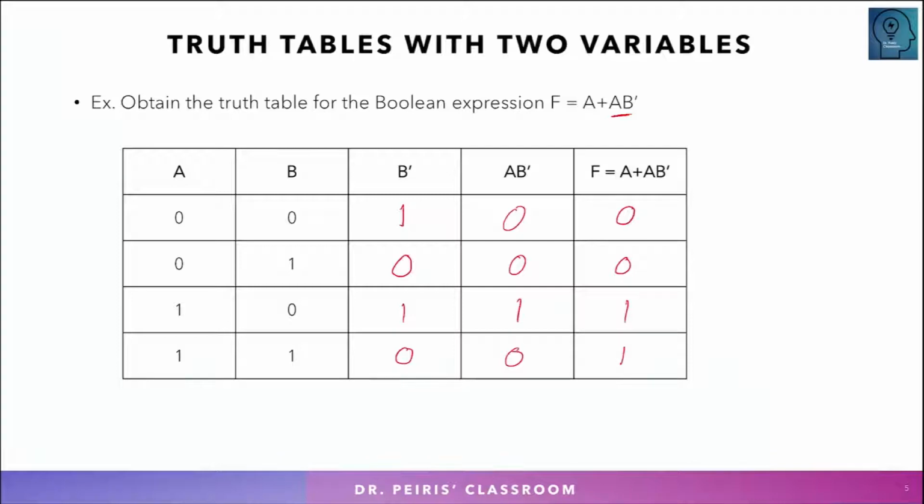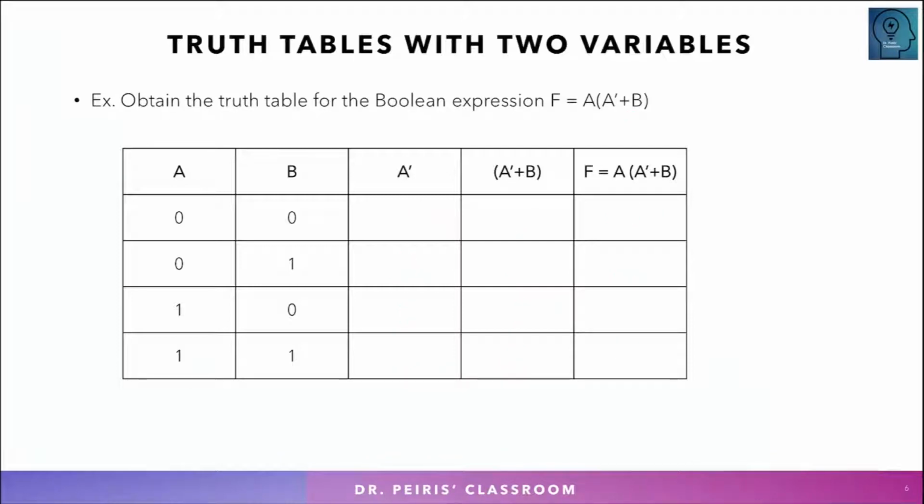Now let's see another one. Again, this one has only two variables, A and B, so it is the same 4 combinations for the A and B inputs. Now if you look at the expression, we have A prime, so we must do that first. So you must complement the column A. Zeros become ones and the ones become 0. So 0 becomes 1, 0 becomes 1, 1 becomes 0, 1 becomes 0.